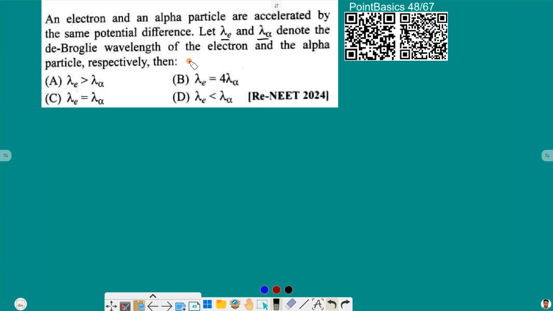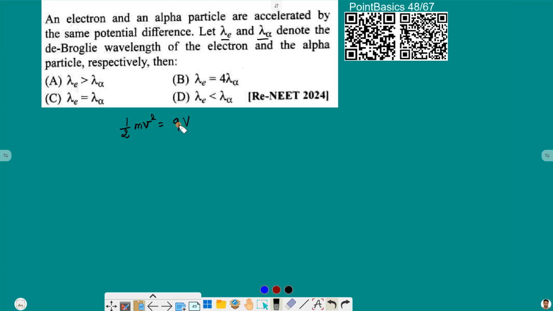Now it is mentioned that they are accelerated by some potential difference. So what they acquire in that potential, they will acquire some kinetic energy. So their kinetic energy, half mv squared, should be equal to the work done on them, and work done in terms of potential is charge times the potential difference, or qV. Here small v is velocity and capital V is potential.